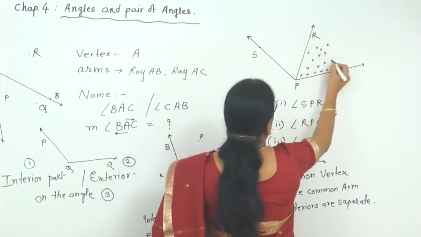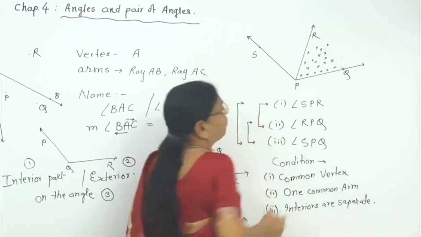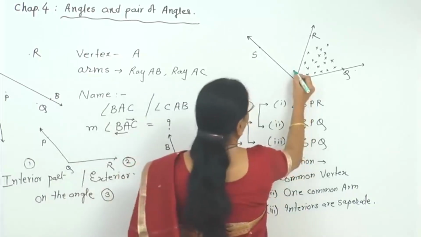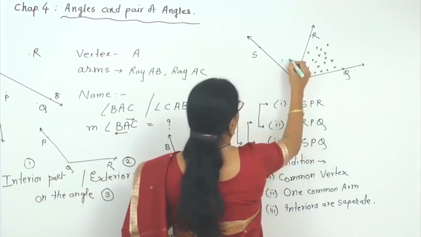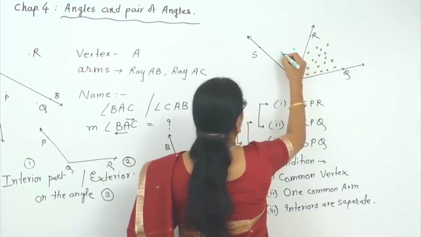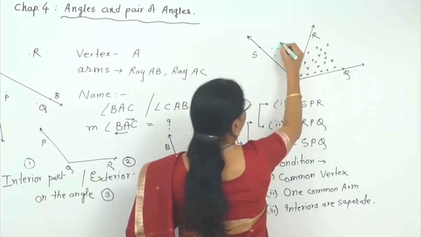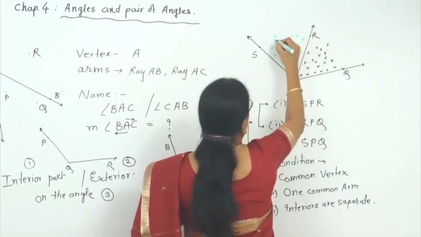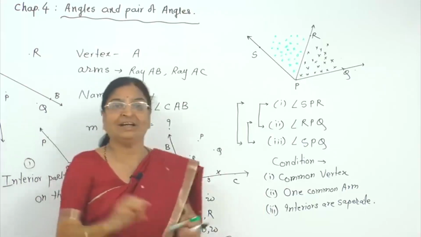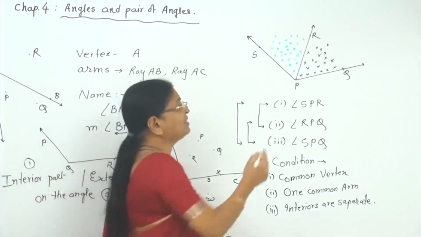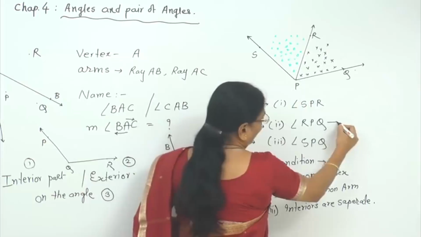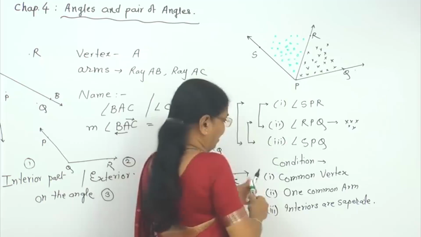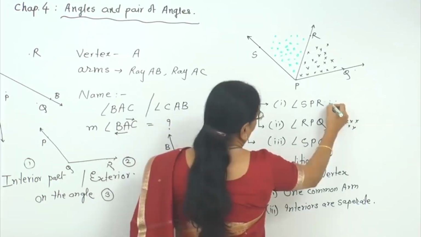Okay, so I am marking this as an interior part of angle RPQ. Then I can mark the interior parts of this again, SPR. So this is the interior parts. I am showing with the different colors, so you will remember how to find out the difference. So this is the different interiors of which two angles? RPQ, this one, where I have shown with these points, and SPR, where I have shown them with these points.